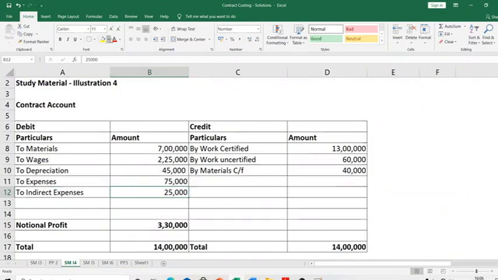So let me put a green symbol on whatever I have discussed. Indirect expenses has been discussed. Chargeable expenses discussed. Wages discussed. And then materials discussed.